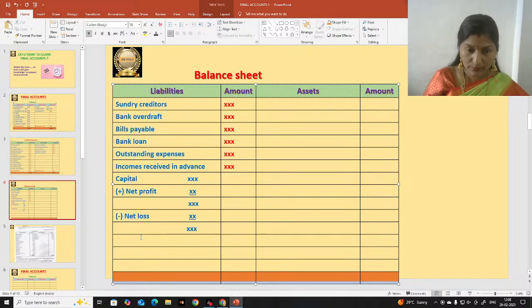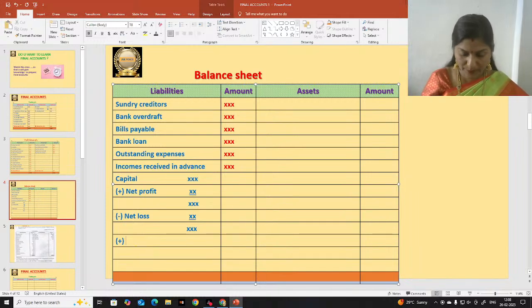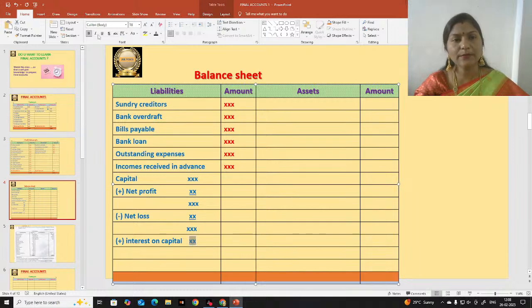Next, interest on capital. If you have any interest on capital anywhere in the question, we have to add that. Interest on capital should be added here to the capital. Whatever amount is mentioned in the question should be taken here. If it is not given in the question, don't record it here. Hope this is clear. If we add that, we will get one value, so I am writing XXX.